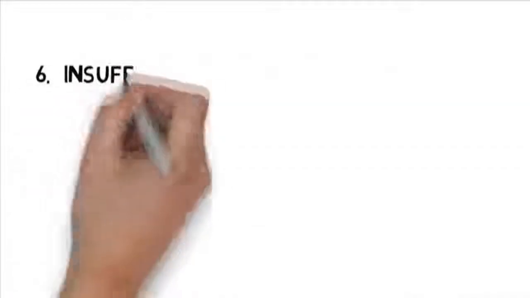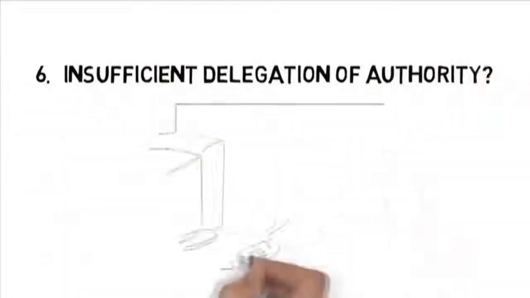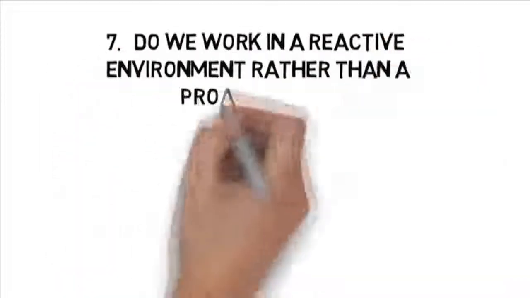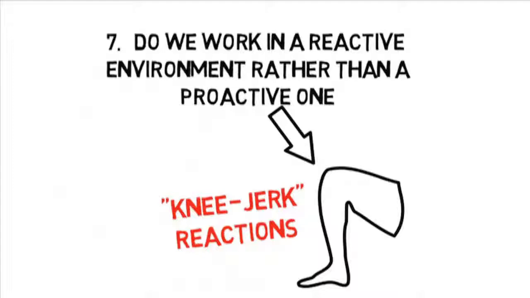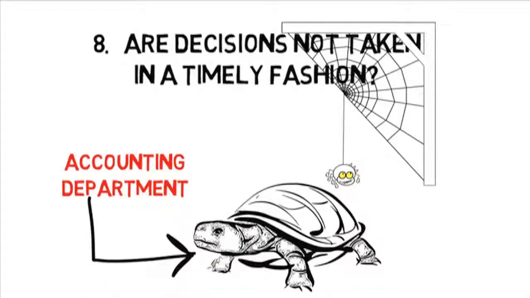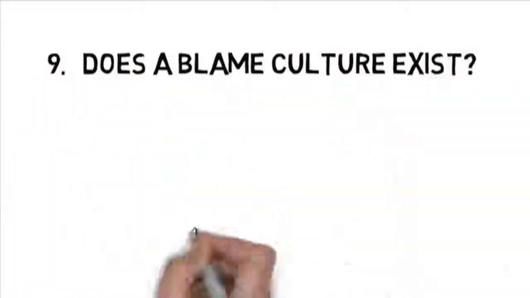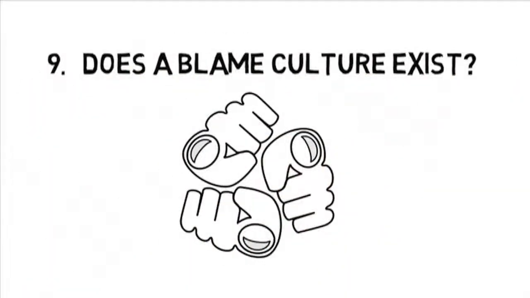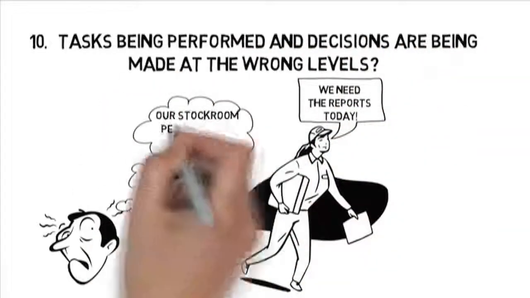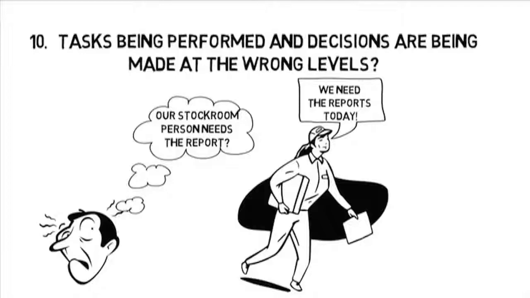Number 6. There is insufficient delegation of authority. Number 7. We work in a reactive environment rather than a proactive one. Number 8. Decisions are not made in a timely fashion. Number 9. A blame culture exists. Number 10. Tasks are being performed and decisions are being made at the wrong levels.